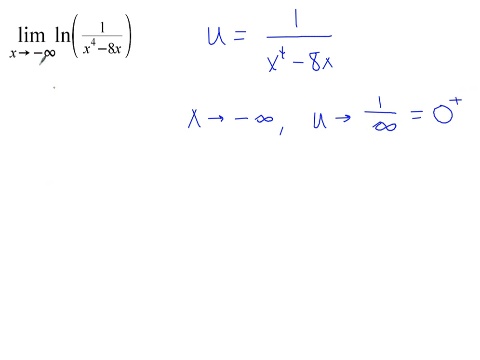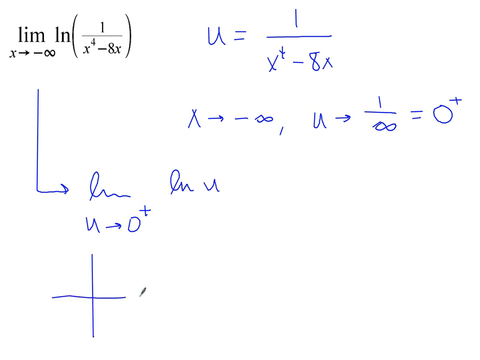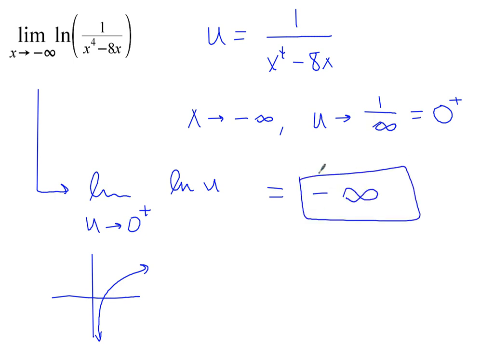So we can convert this limit into the limit as u approaches 0 from the right of the natural log of u. And once again, if we think about the graph of natural log, as we approach 0 from the right-hand side, our function is going down towards negative infinity. So this limit is negative infinity.